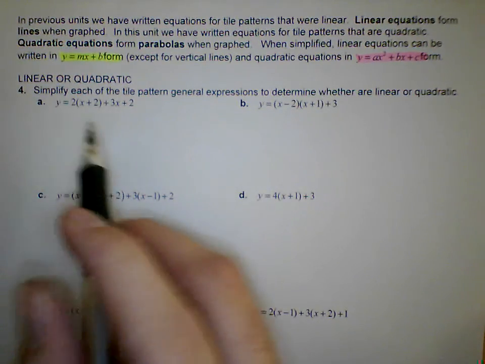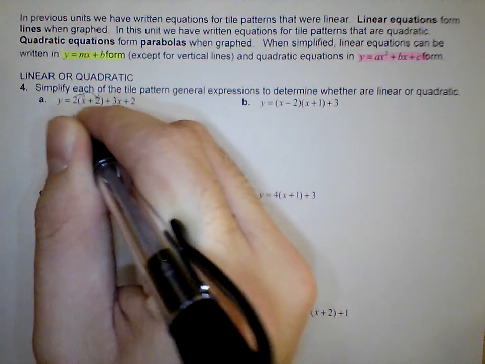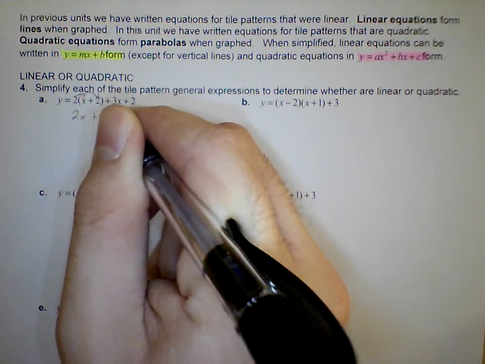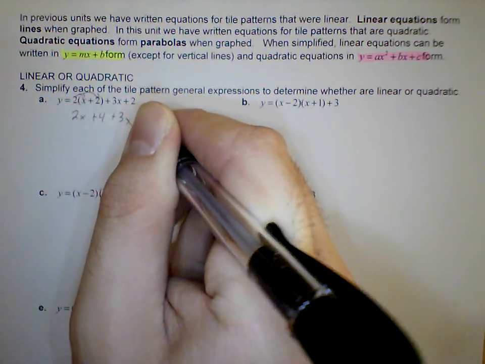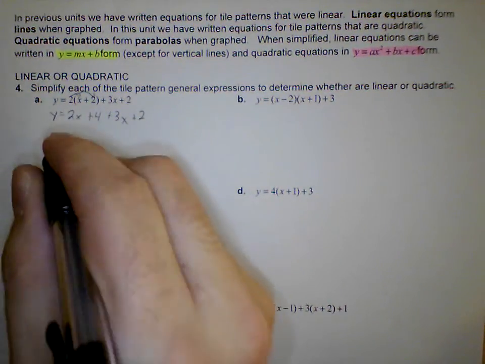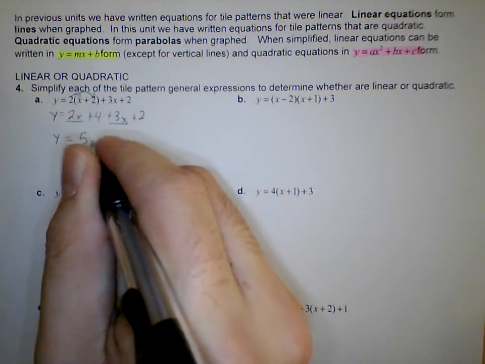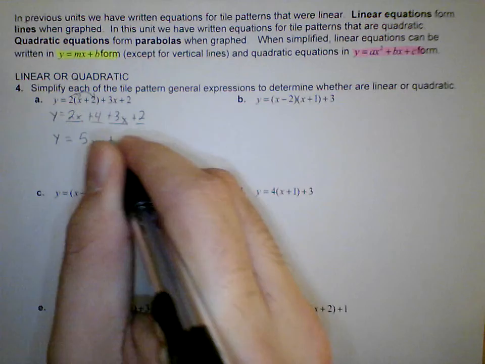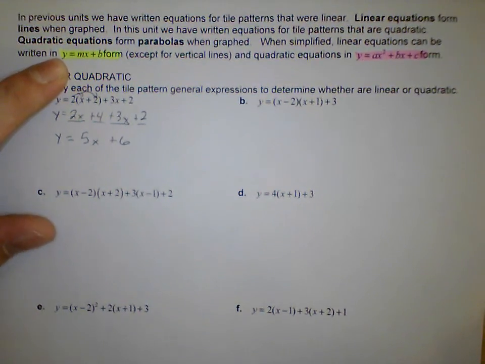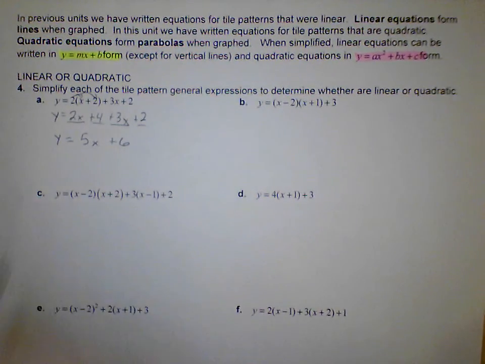So order of operations, we do multiplication first, so we want to distribute this. So 2 times x is 2x, 2 times 2 is 4, then plus 3x plus 2, that all equals y. Okay, combining like terms, we've got y equals, so 2x plus 3x is going to be 5x, and 4 plus 2 is going to be 6. So does that look like it's in a linear form, y equals mx plus b, or does that look like a quadratic form? And that one's going to be linear.